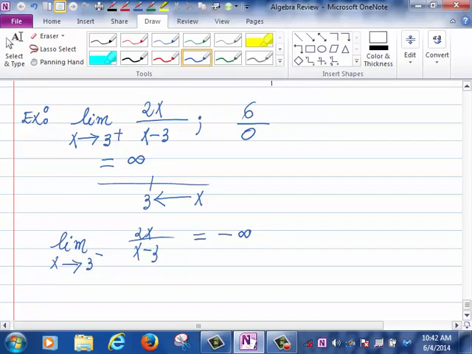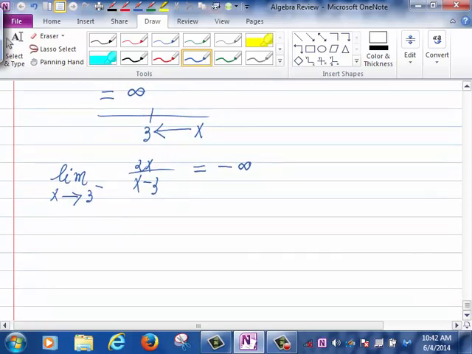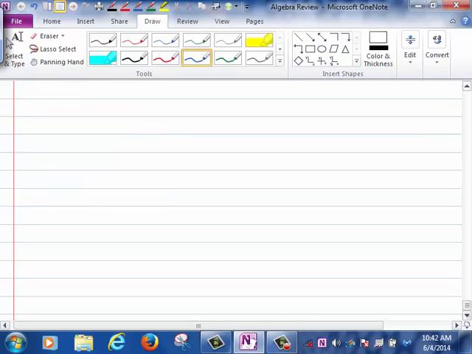Okay, what I want to do next is review the graphs of the trig functions because we are going to need them now. So I'm going to start with the sine function and then show you the graphs of the other ones. And you have to remember these graphs, okay? Let's start with the graph. So let's say I want to know the graph of the sine function.